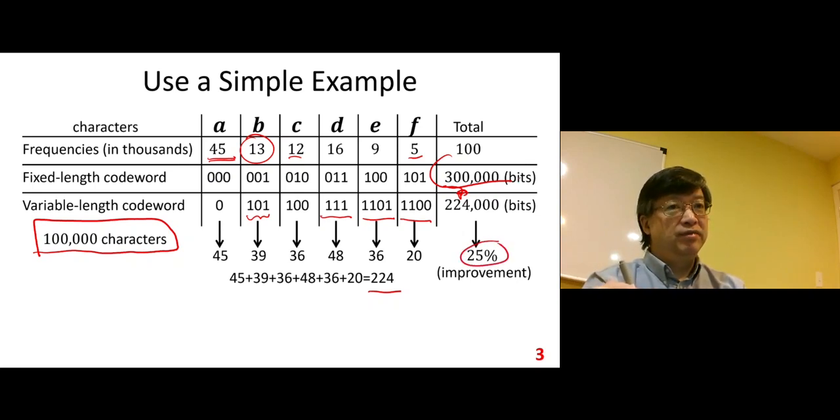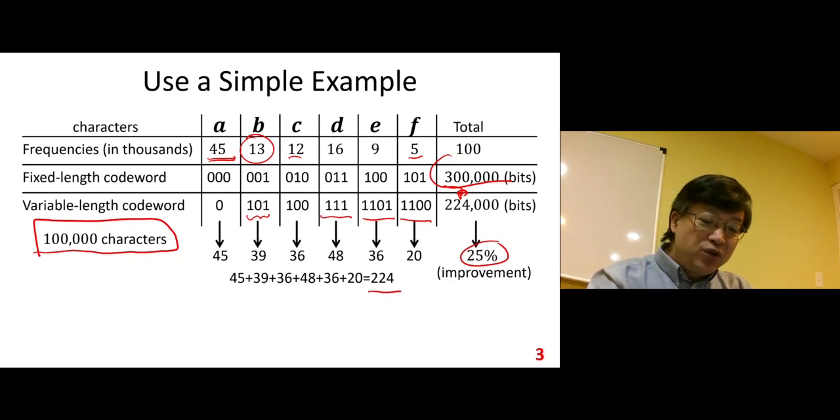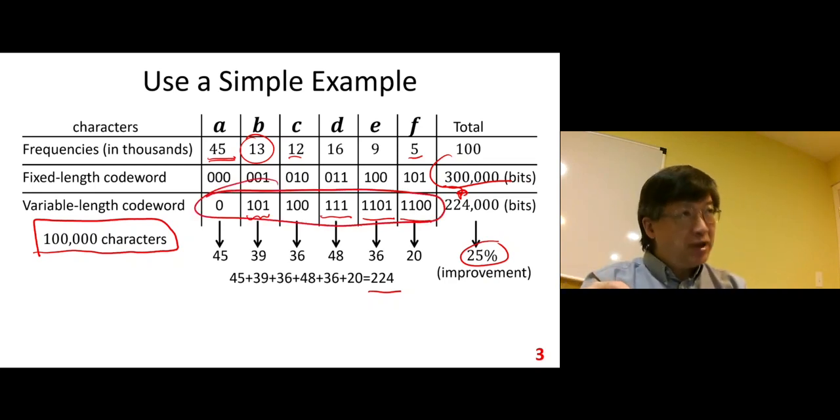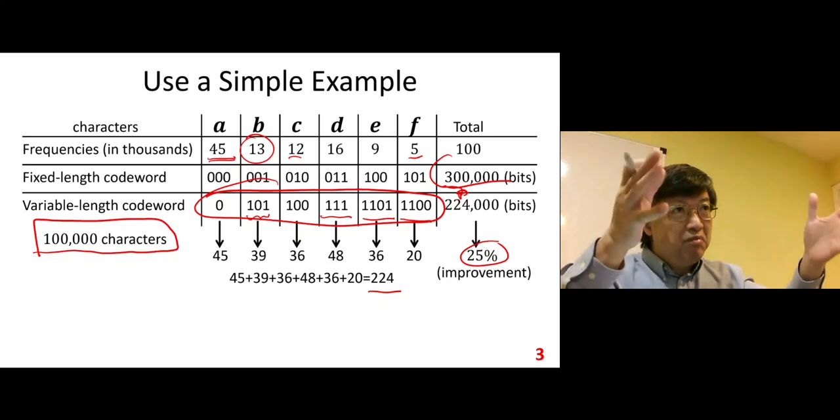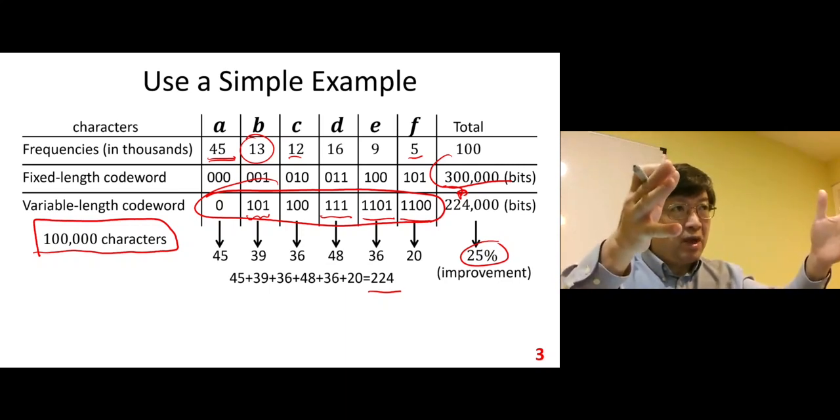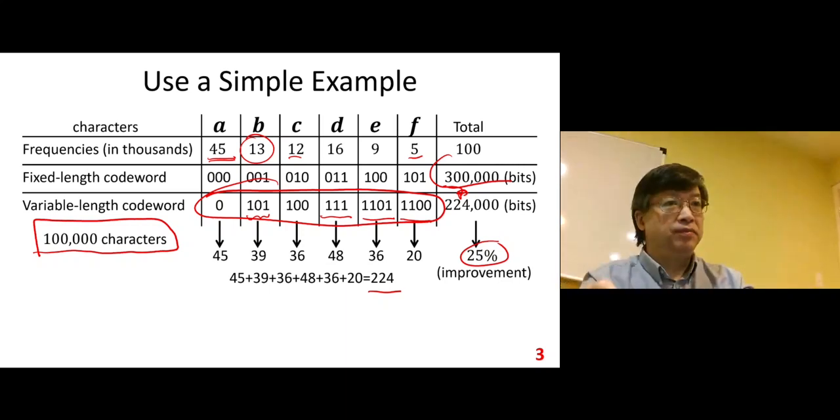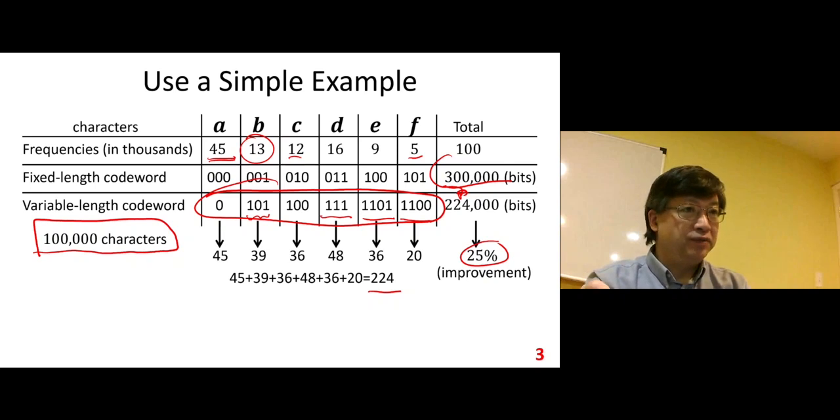That's significant. Yeah, we like that. Okay, so here you get the idea. So when we carefully choose the number of bits for the code words, then we can make the total bits as small as possible.